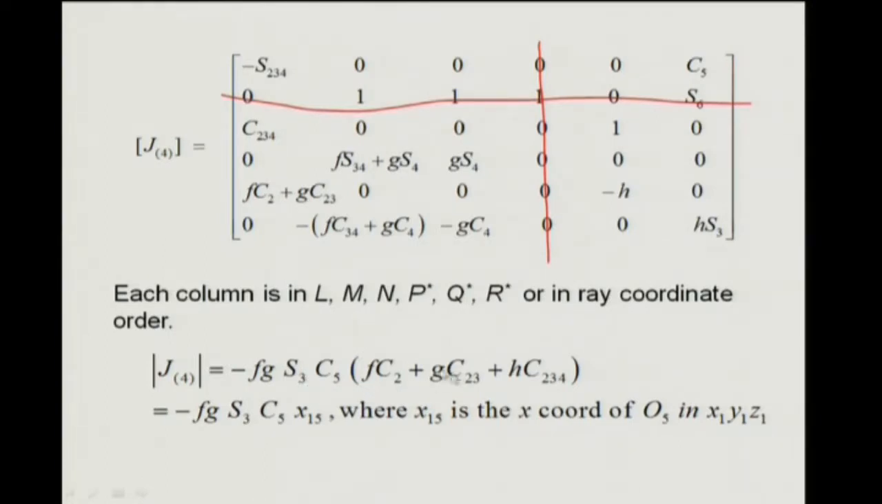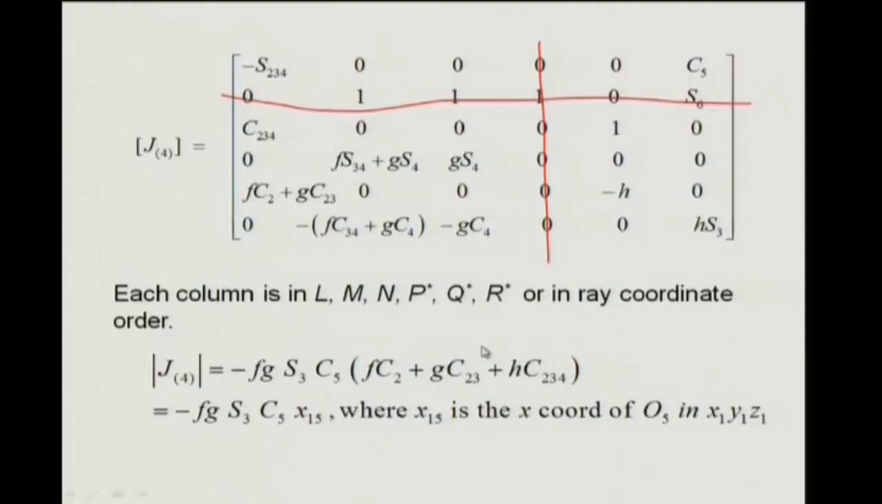Then this term FC2 plus GC23, as you can see, is this term, and this HC234 comes with this H multiplied with this C234. So eventually the determinant comes out to be a very nice and compact term, simply because you have so many ones and zeros all over the place. And this term turns out to be equal to x15, where x15 is the x coordinate of O5 in this x1, y1, z1.